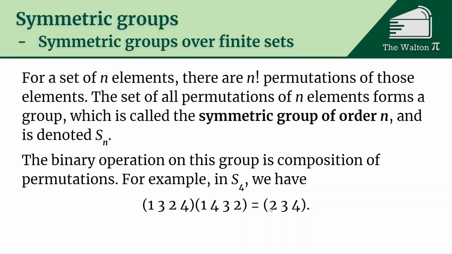Now let's figure out, where does 2 go? Okay, 2 goes to 1. And then here, 1 goes to 3. So that means 2 goes to 3. Where does 3 go? Well, 3 goes to 2, and then 2 goes to 4, so that means 3 goes to 4. Now where does 4 go? Okay, 4 goes to 3, and then 3 goes to 2, so 4 loops back to 2. So that's what that means. That's how we compose these permutations, and we multiply them together.